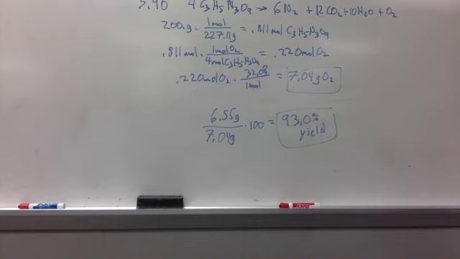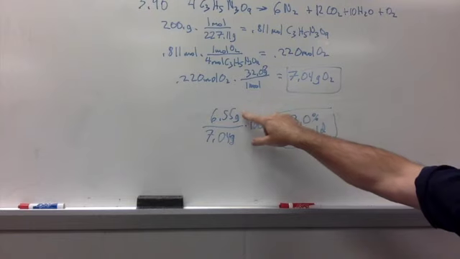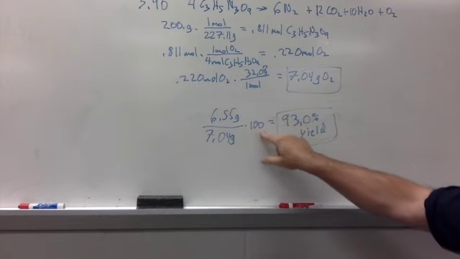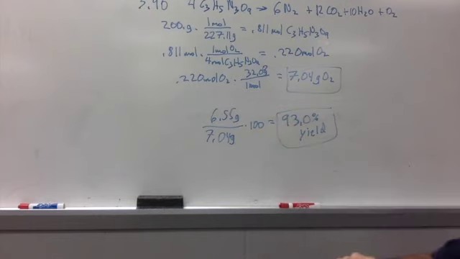Letter B, calculate the percent yield if the amount of oxygen generated is found to be 6.55 grams. 6.55 over 7.04 times 100 is a 93% yield.